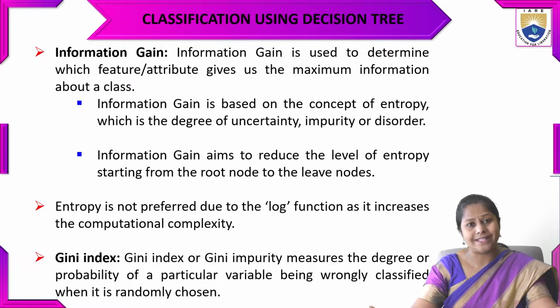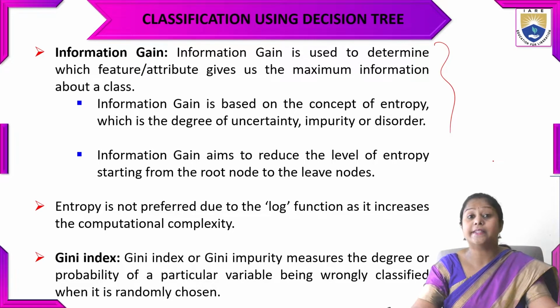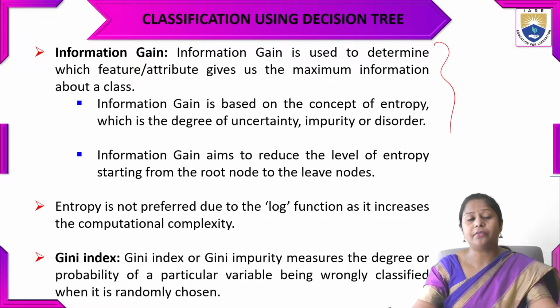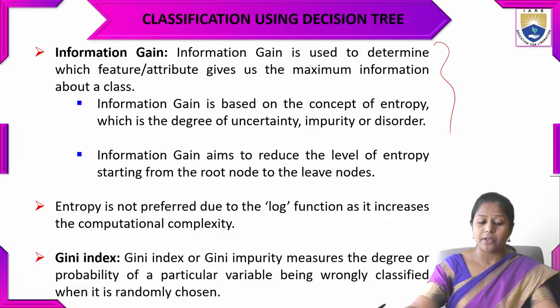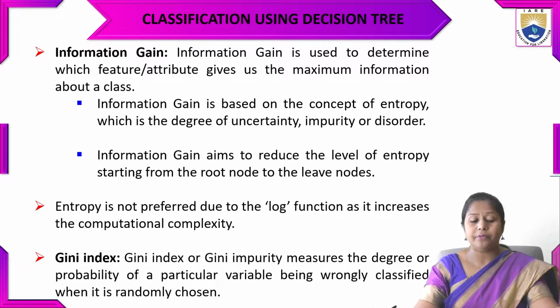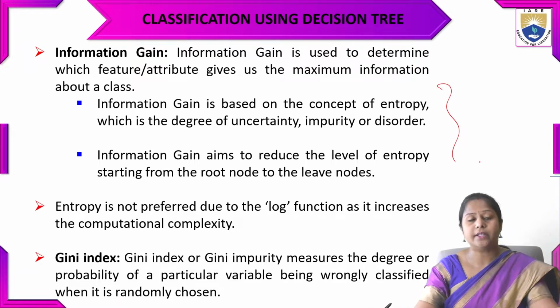What is information gain? Information gain is used to determine which feature, or attribute, gives the maximum information about the class. About the class label, whichever attribute gives the highest value will be taken as the root node if its information gain is high. Information gain is based on the concept of entropy. Entropy is the degree of uncertainty, impurity, or disorder. These are the same thing, and we can call it by any other name.